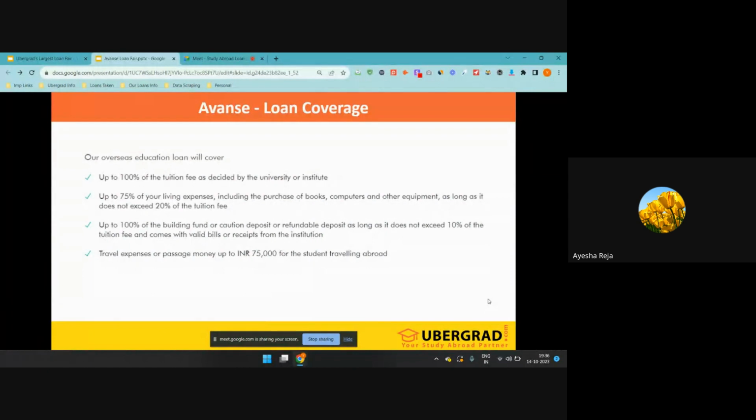After one year is completed, suppose you require more money for the next time, so you need to submit the fee receipt from your college. After that, whatever the amount is there, from that we will disburse another 20 lakhs to you, okay. So this is there.